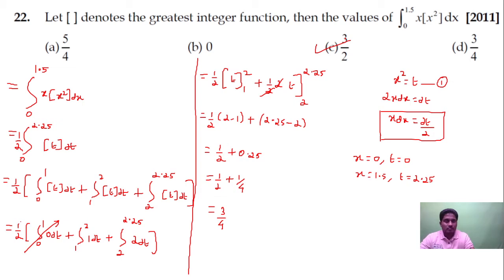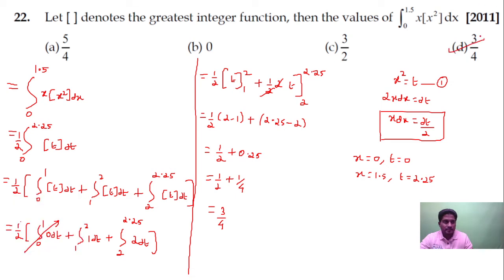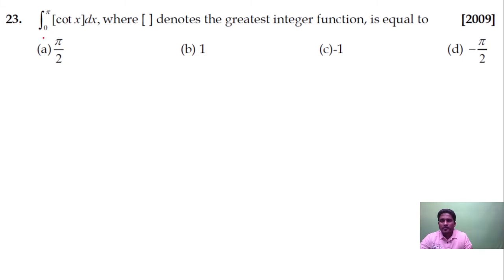Question number 22. Answer is option D. I'll take I is equal to integral 0 to pi of box of cot x dx. Call this equation 1.